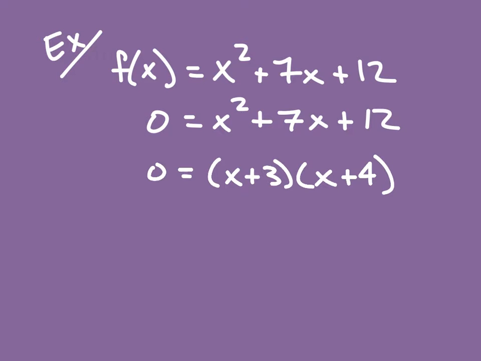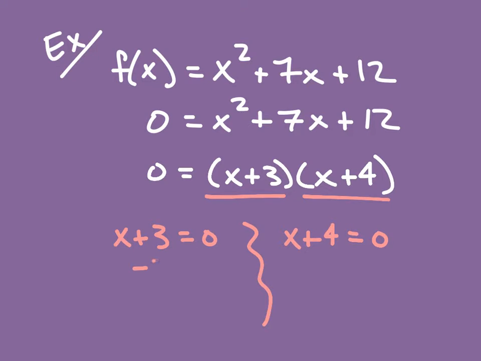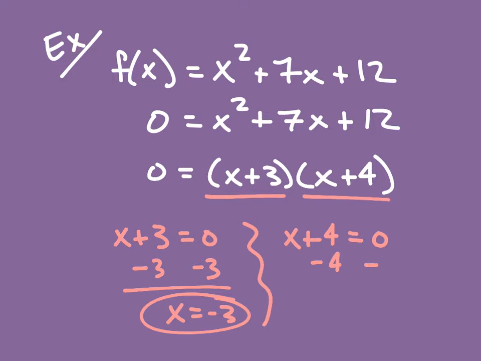Then what we want to do is take each of these factors and set them equal to 0. So if I do x plus 3, set that equal to 0, and then do x plus 4 and set that equal to 0, I'm going to solve each of these equations for x. And I get x equals negative 3, and here I get x equals negative 4.